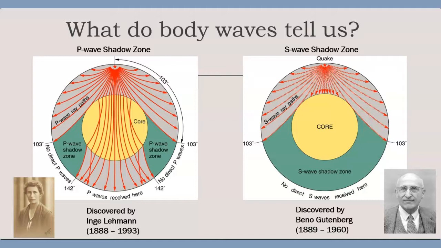When waves move through a material, they will change directions, meaning they reflect and refract, and they also change velocity when they hit a material that is a different density. Remember that body waves travel through the entire planet, but when the P wave ray paths hit the outer core, they are deflected in such a way that on the other side of the Earth, there is no history of P waves being recorded. That area became known as the P wave shadow zone.